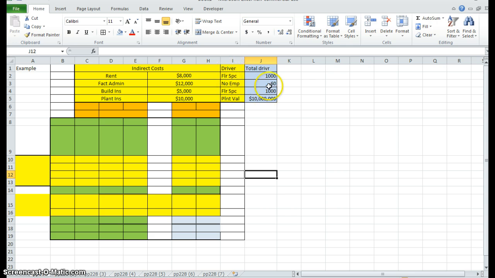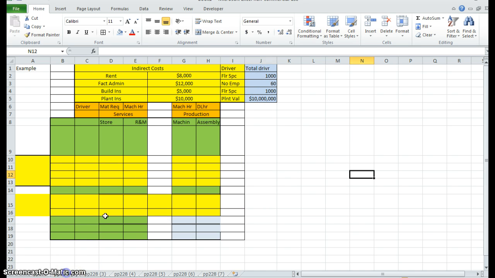And the drivers for them are given here. This is 1000 meter square floor space, 65 number of employees, 1000 floor space again, and $10 million plant valuation. These are all given in the statistics section of that particular question.